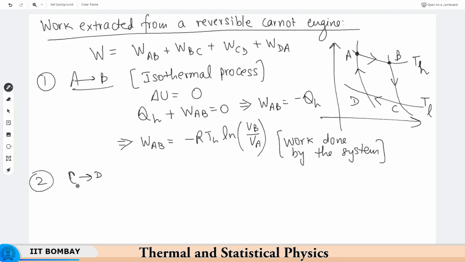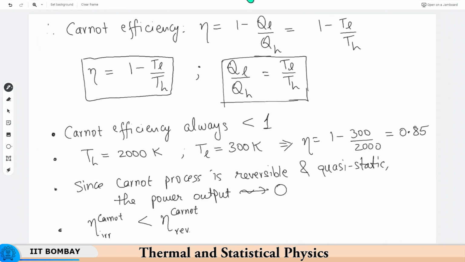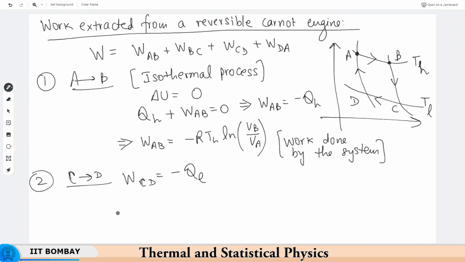So, the process C to D, which is another isothermal process, and in this case also since delta U is 0, I can write my WCD. WCD is basically negative of QL, and the expression of this QL we have already derived here. So we have to just put a negative sign in front. Therefore, I can write my WCD as minus of R TL log of VD by VC.